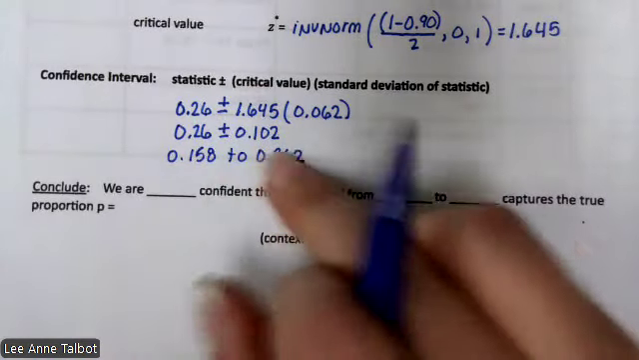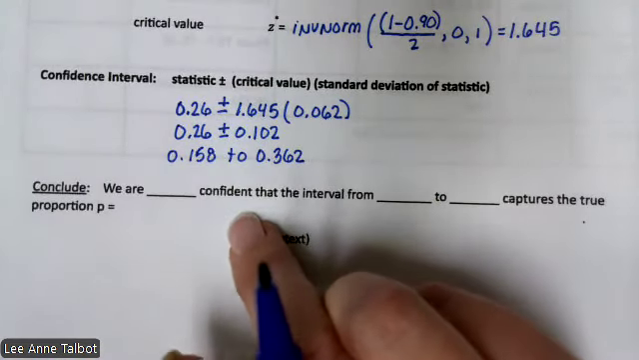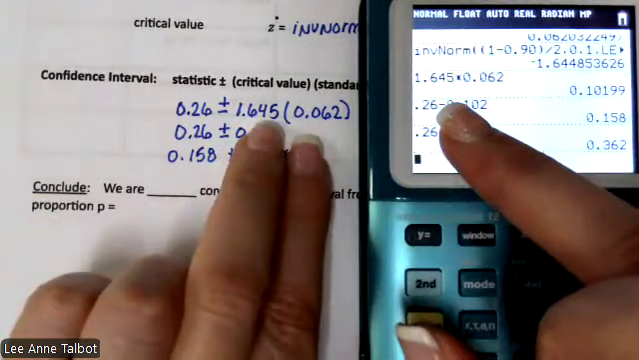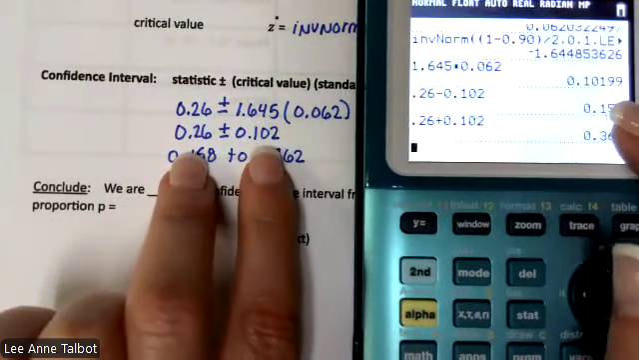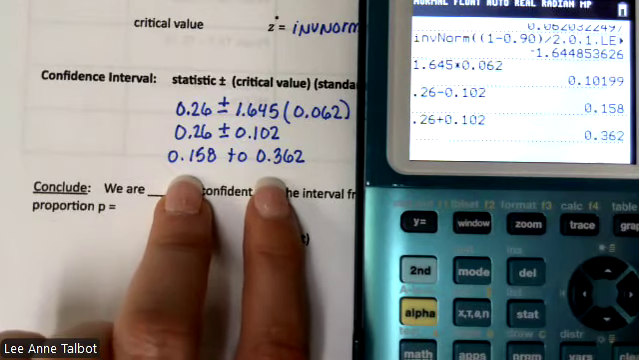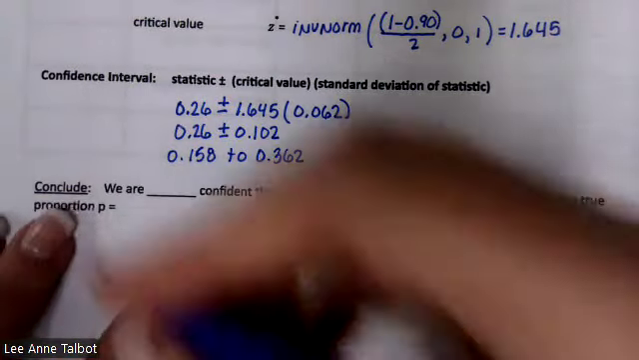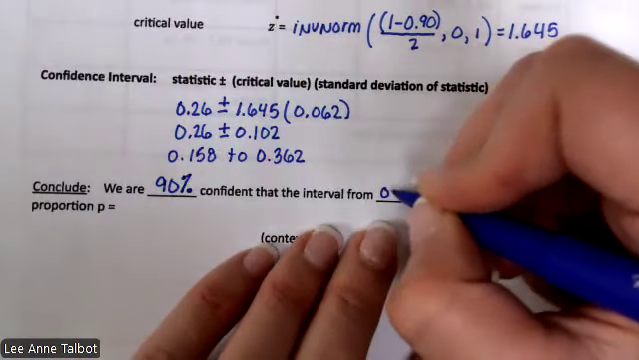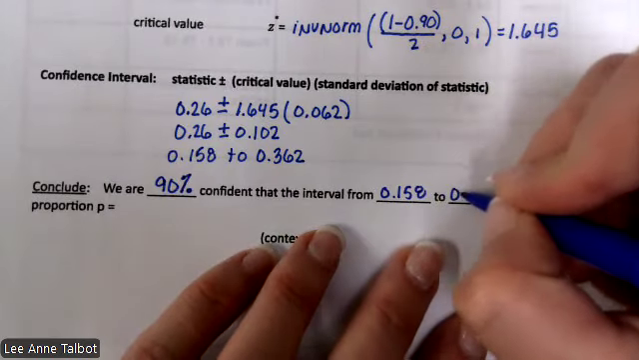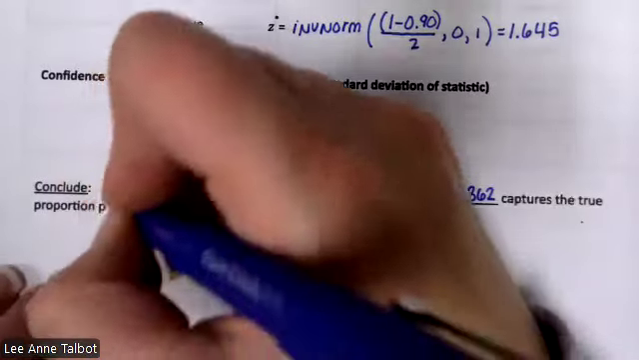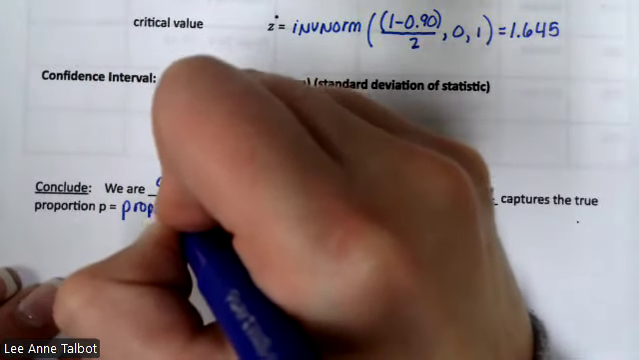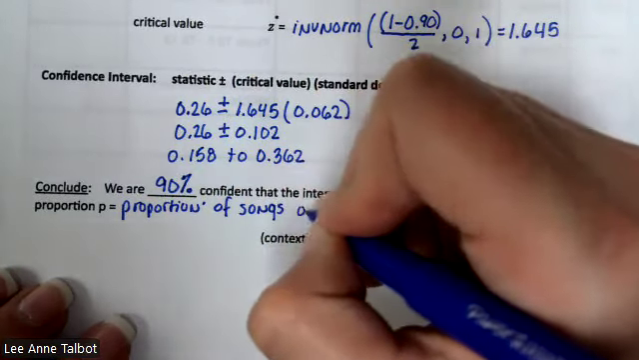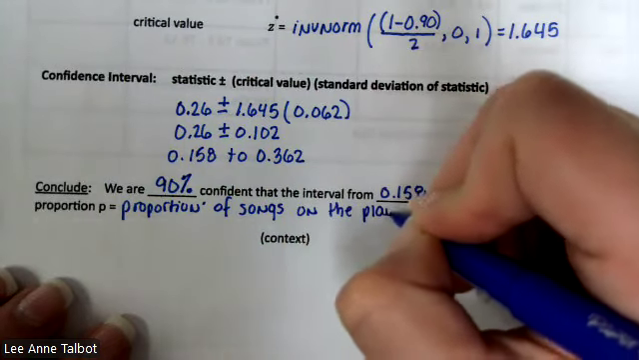Any questions about how I got this? I multiplied the two numbers here and I got that, and then I did this minus that to get the front number, and then this plus that to get the back number. We are 90% confident that the interval from 0.158 to 0.362 captures the true proportion P of songs on the player.